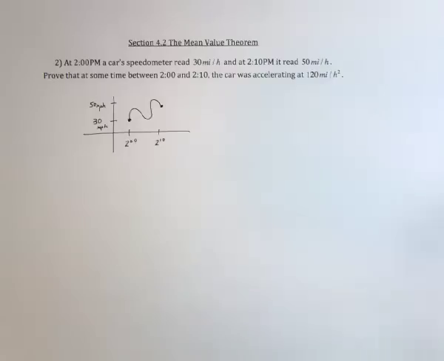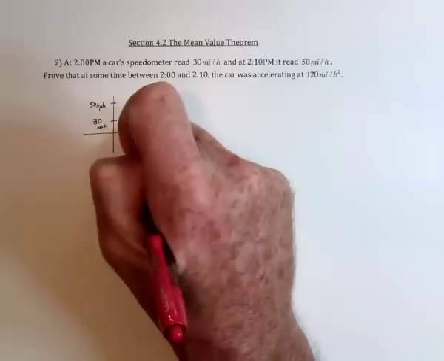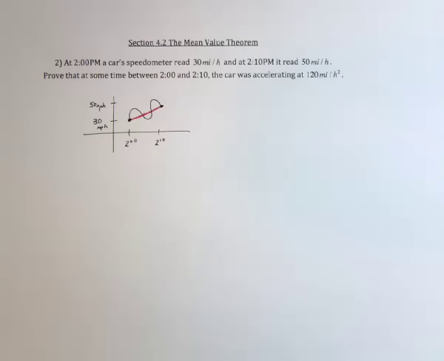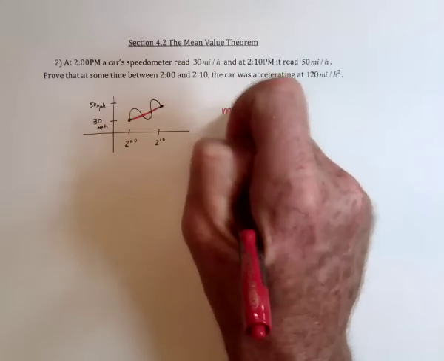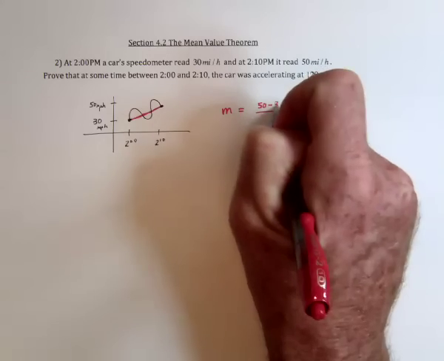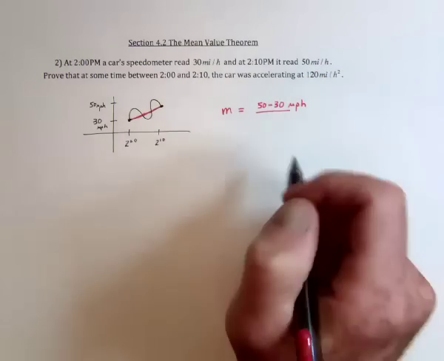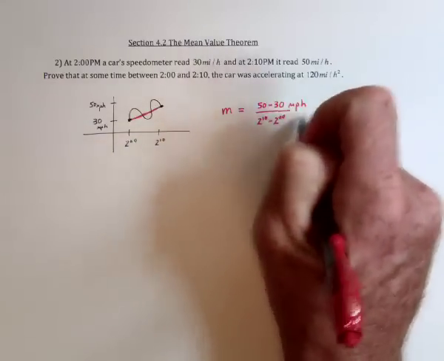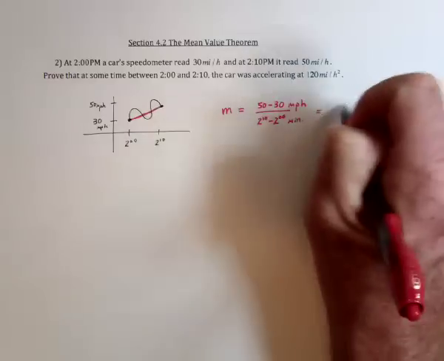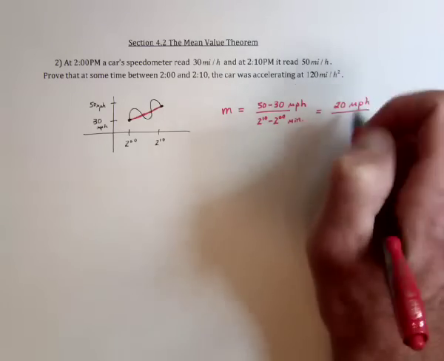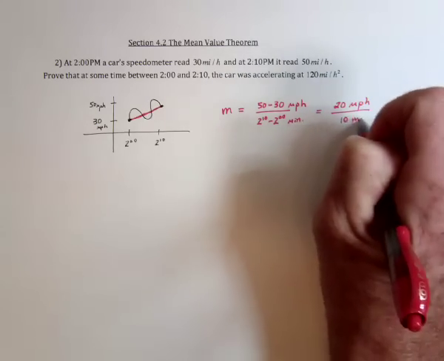Then this is a perfect setup for the mean value theorem. It says if you have 2 points and you've got a continuous function, then you can take those 2 points and find the slope of the line that goes between those 2 points. So the rise would be 50 minus 30, and that's in miles per hour. And then this would be 2:10 p.m. minus 2 p.m., and that's in minutes. So it would be 20 miles per hour was sped up over 10 minutes.